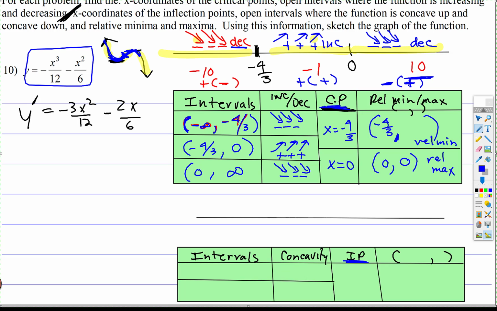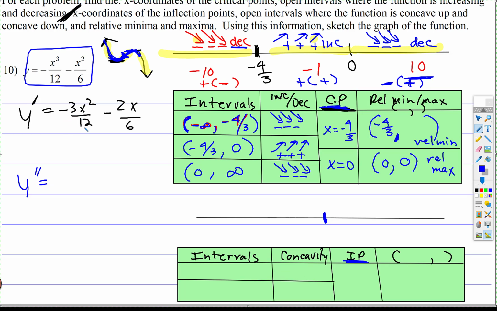Okay, and that's the point where you find intervals of acceleration also. Inflection point, right here, if it's positive, you're speeding up. If it's negative, you're slowing down, that type of thing. So, all right, so you find the second derivative.